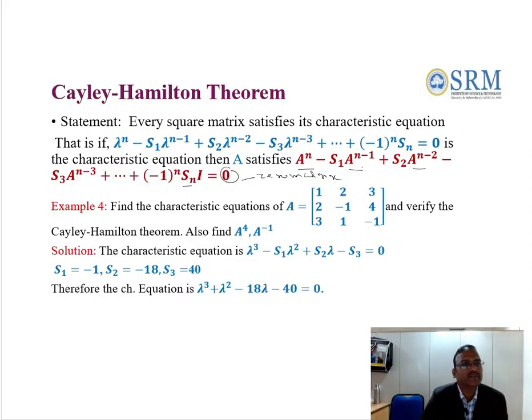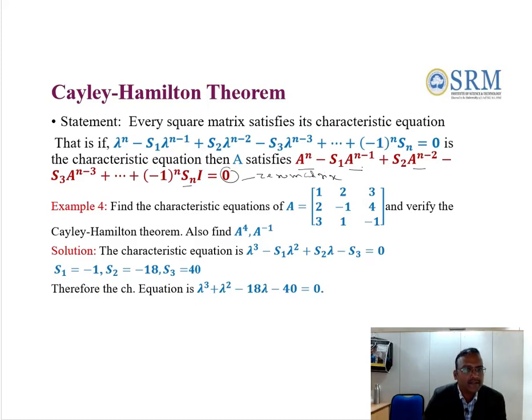So, if you know this theorem, then by using this theorem we can calculate the inverse of the matrix, provided the matrix is non-singular, and any powers of the matrix can be calculated by using the Cayley-Hamilton theorem, right. Now, let us see one or two examples.